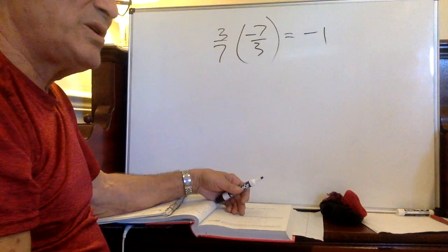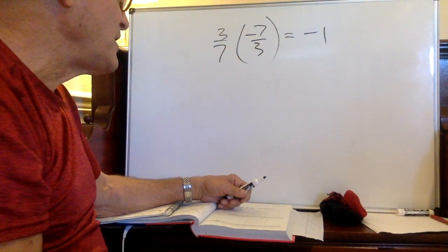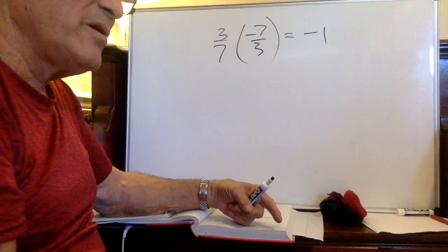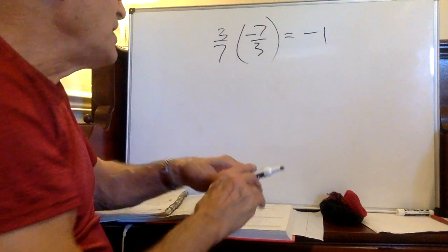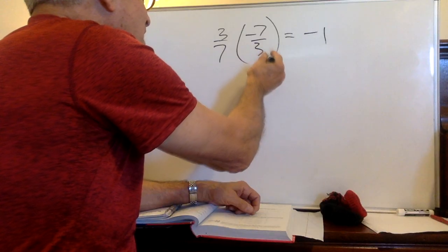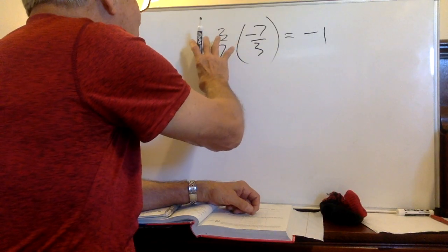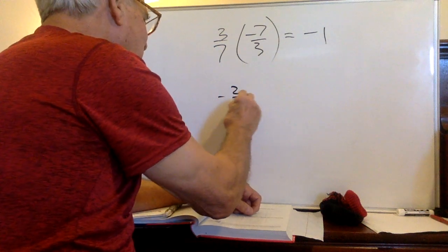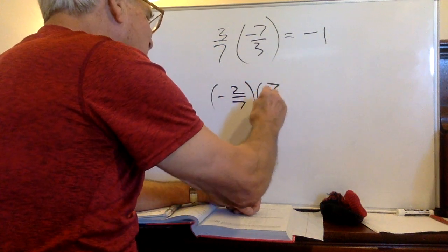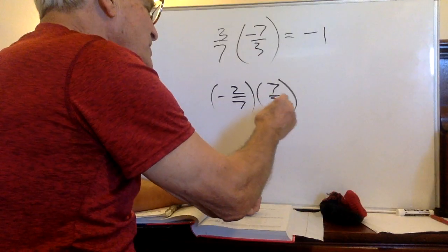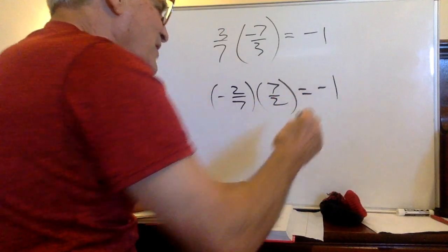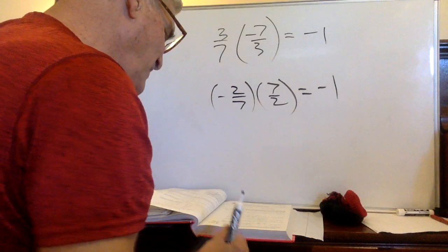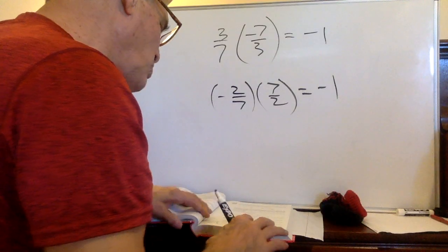We talk about the reciprocal of any non-zero number. And the negative reciprocal of any non-zero number, turn the number over and change its sign. So if I start with a negative, the negative reciprocal is positive. If I start with a positive, the negative reciprocal is negative. The negative reciprocal of negative 2/7 is positive 7/2. Negative 2/7 times positive 7/2 is negative 1. The product of any number times its negative reciprocal must equal negative 1.